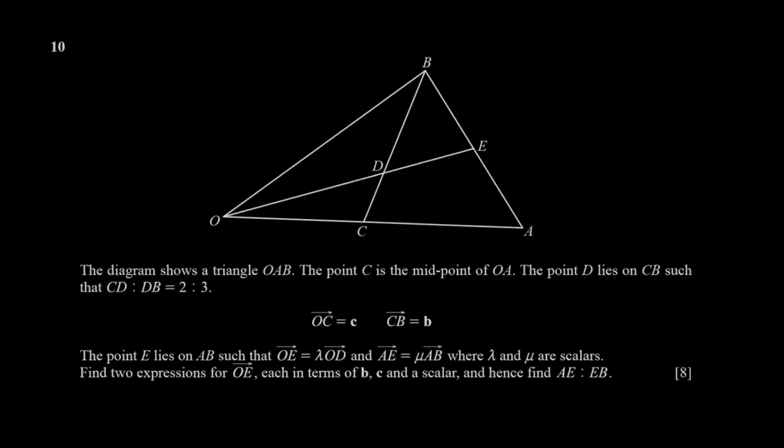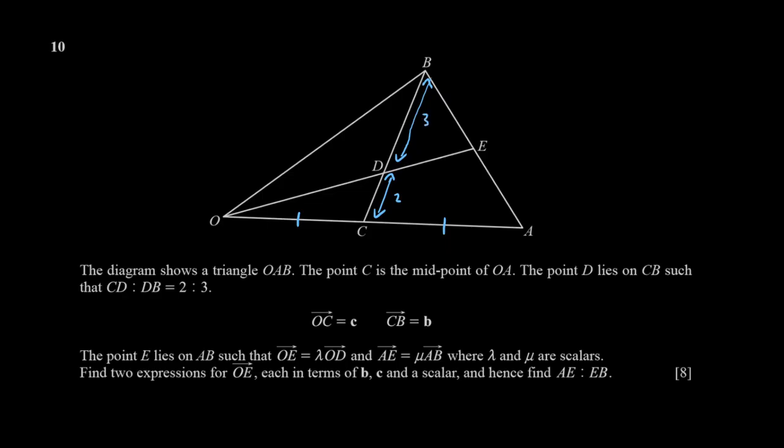All right, then, question 10, which is a vectors style question. We've got a diagram that shows a triangle OAB. The point C is the midpoint of OA. Well, that means that this length here is the same as that length there. The point D lies on CB such that CD to DB is equal to 2 to 3. Okay, so CD is this length here, and DB is that length there, and they've got a ratio of 2 to 3. So I'm also going to label that on, right? 2, 3, okay?